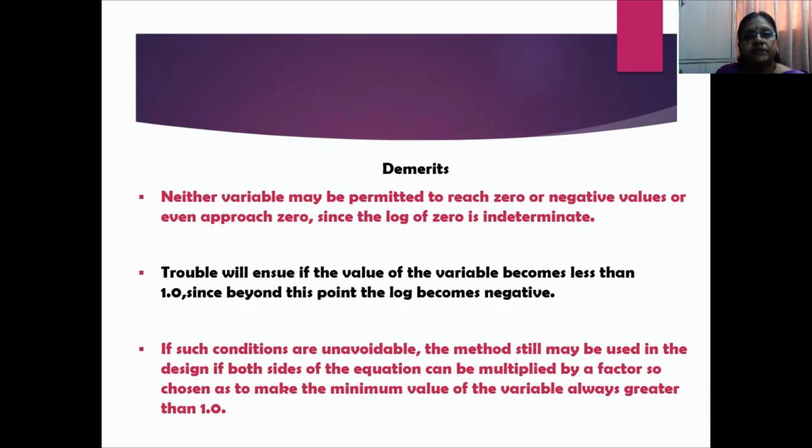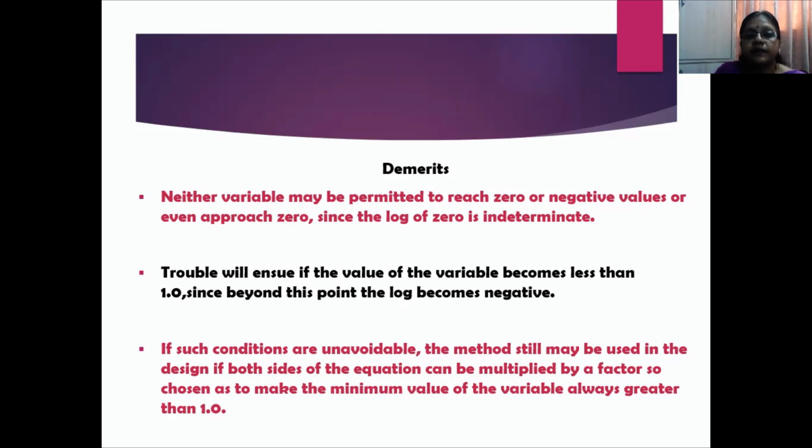There is a certain demerit in this particular mechanism. Neither variable may be permitted to reach 0, either X or Y, and negative values are also not permitted, because the log of 0 is indeterminate. The trouble will ensue if the value of the variable becomes less than 1, since beyond this point the log becomes negative. So the answer you get is redundant.